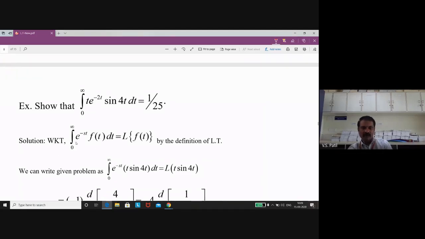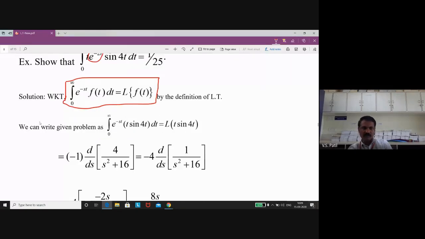Now, again, by the definition, as I have written in the previous examples also: the integral from 0 to infinity of e to the power minus st f of t dt is L of f of t. So we will rewrite the given example. Rewrite means wherever e to the power minus 2t is there, you have to replace that by e raised to minus st. So directly you can use the basic definition. The limit should be 0 to infinity. Is that clear?